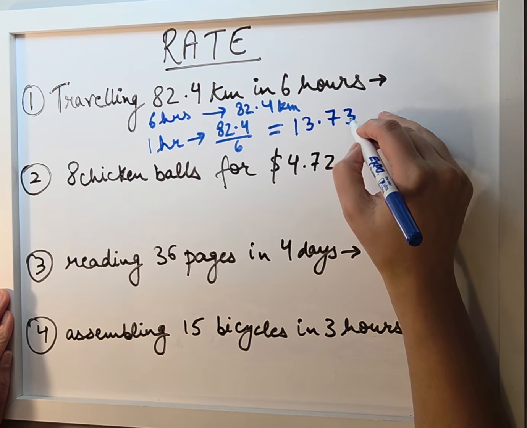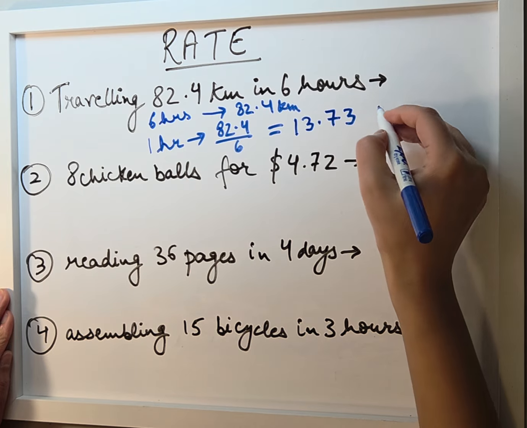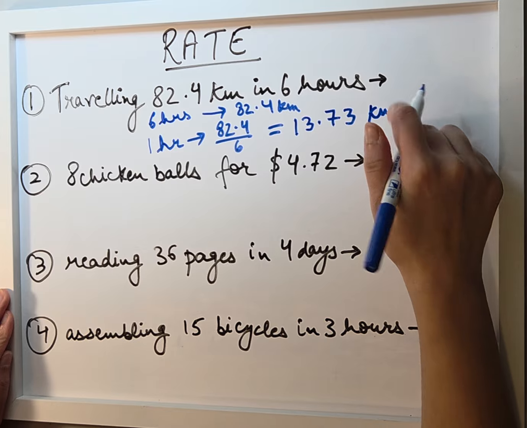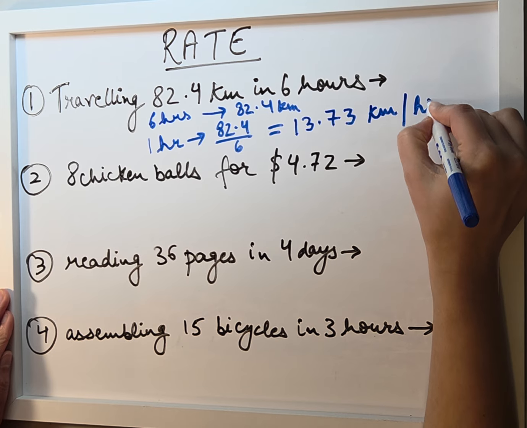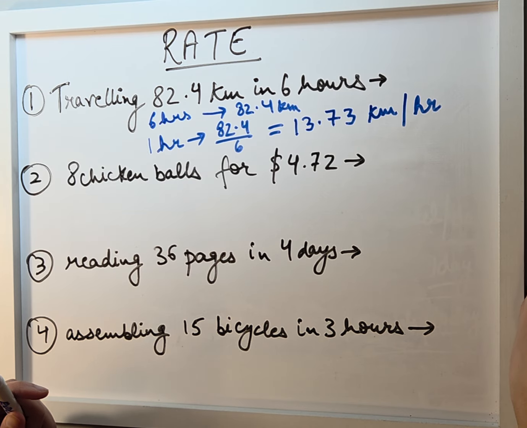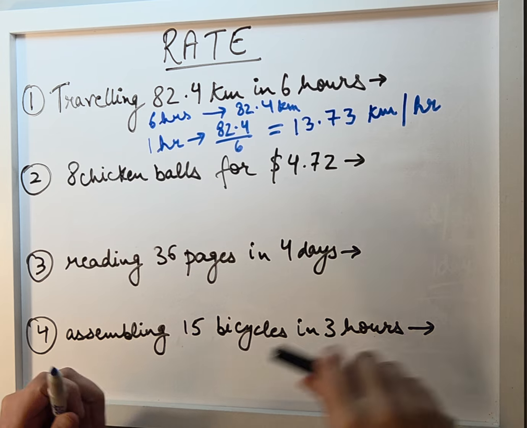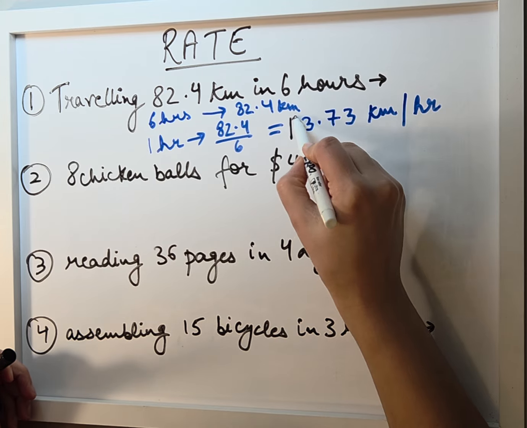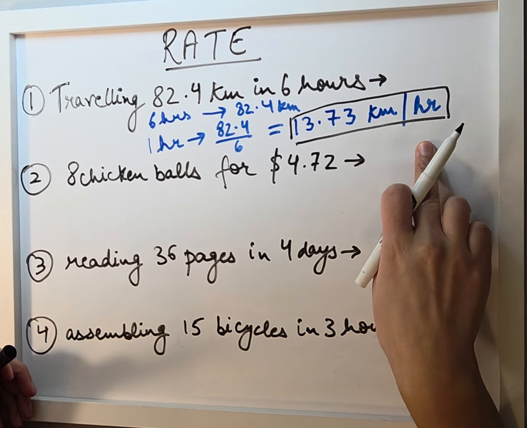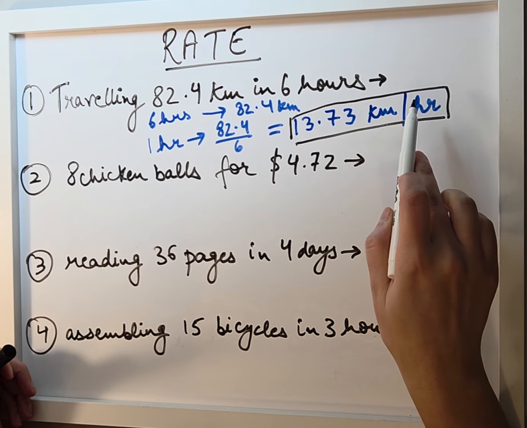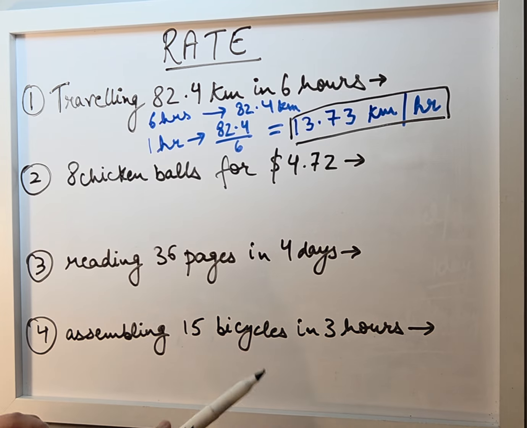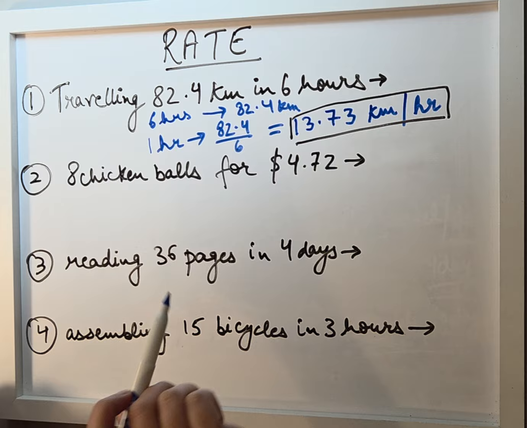So now how do we represent this? We will say 13.73 kilometers, that person will be able to cover in 1 hour. So this is the rate. Always we have to have two units, and one of them should be a unit rate. So it means 1 hour. Per hour we are telling how many kilometers. Okay, let's look at the next question.